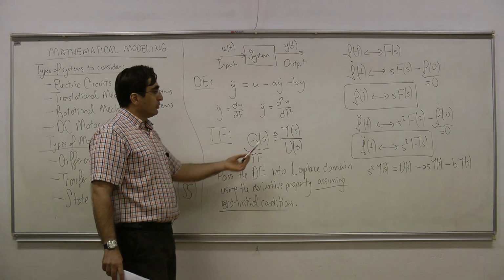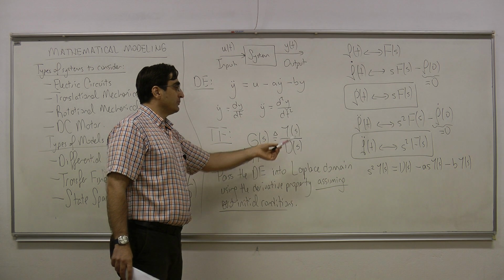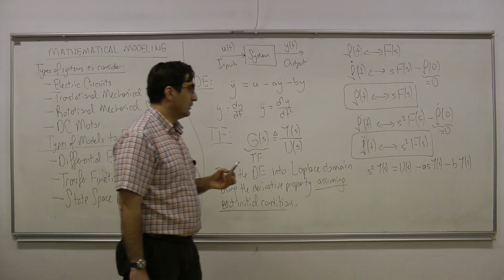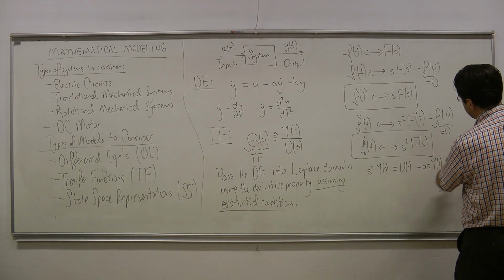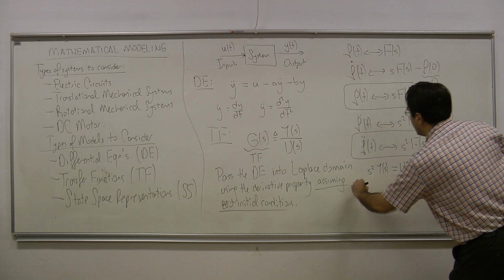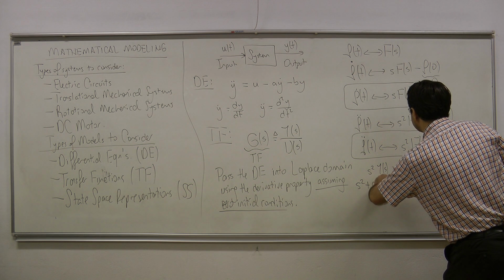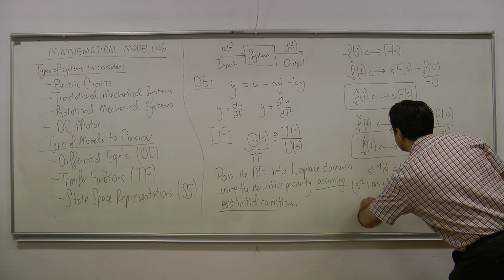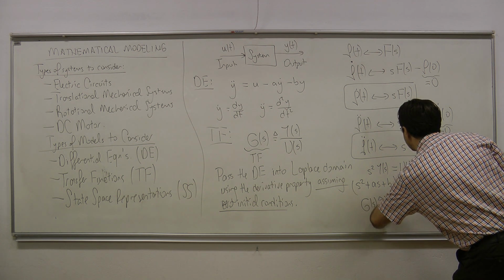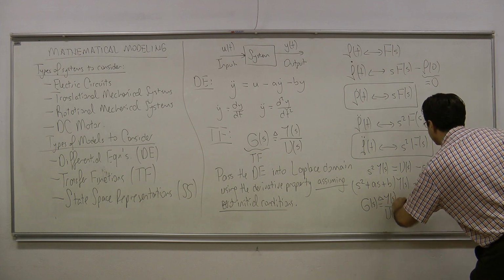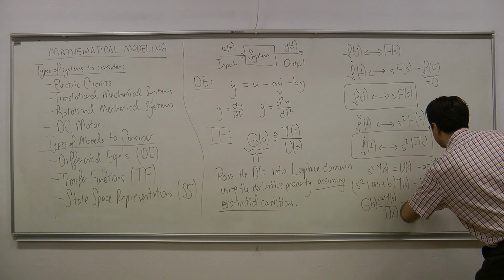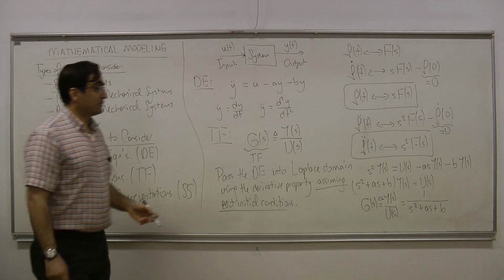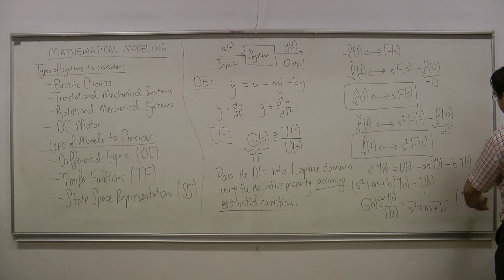What am I going to do here? I'm going to extract Y of s only in terms of U of s, and then I will take the ratio of these Laplace transforms to calculate the transfer function of the system. Taking the terms related to Y of s to the other side, I will have s squared plus a s plus b times Y of s equal to U of s. That gives me the transfer function G of s, which by definition is the ratio of the Laplace transforms of the output to the input: Y over U is 1 over s squared plus a s plus b. This is the transfer function representation of our system.